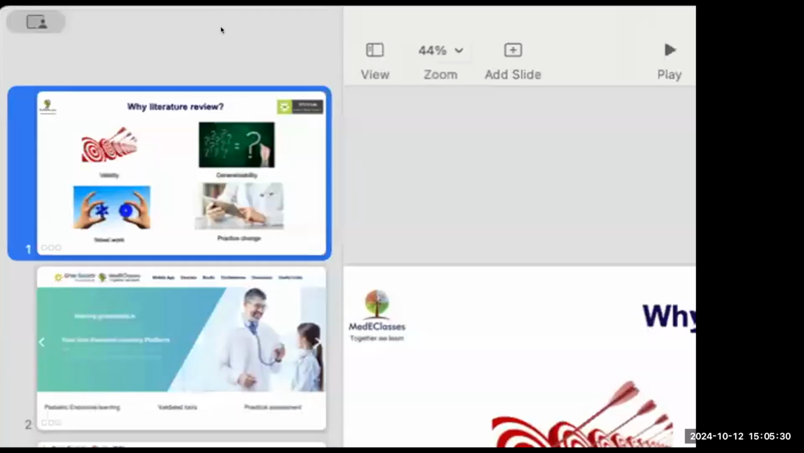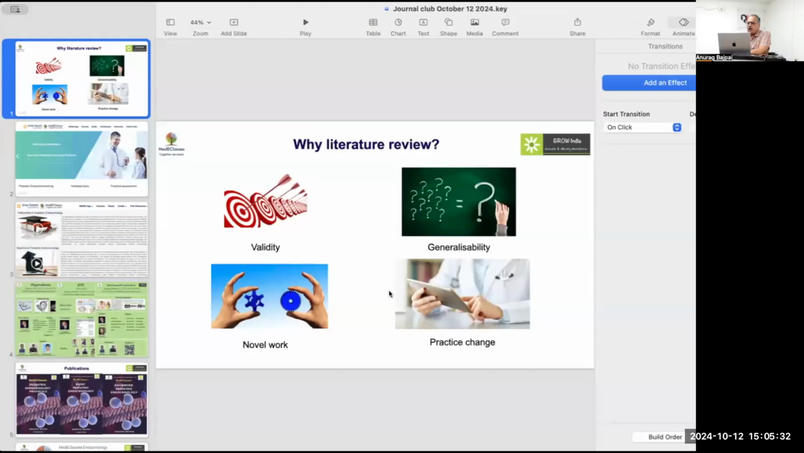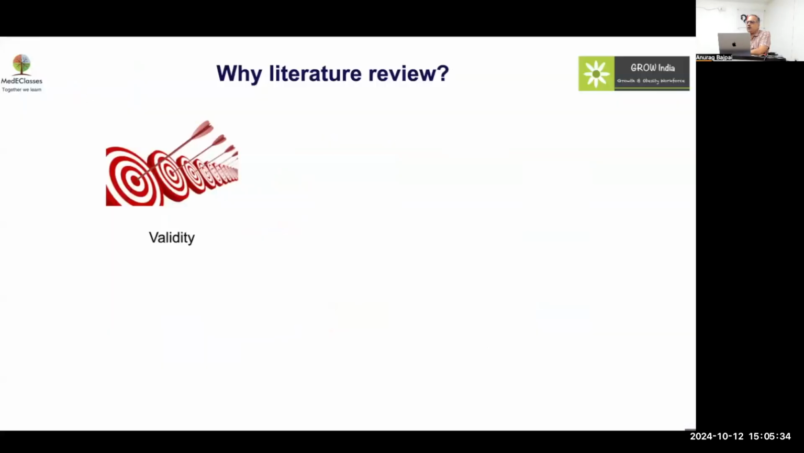We have to do a literature review and follow the literature, because there are a lot of changes which keep on happening in terms of the literature. And if we do not keep track of that, there will be a problem. So why do we do a literature review?